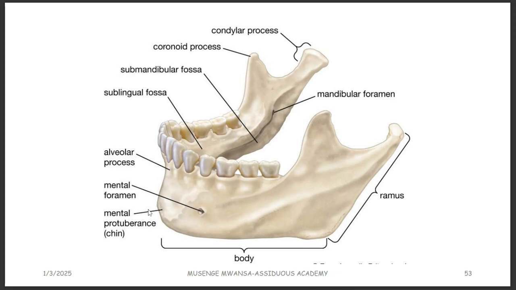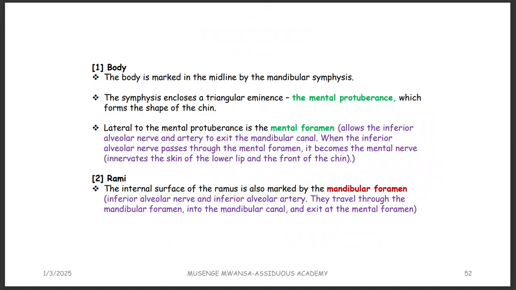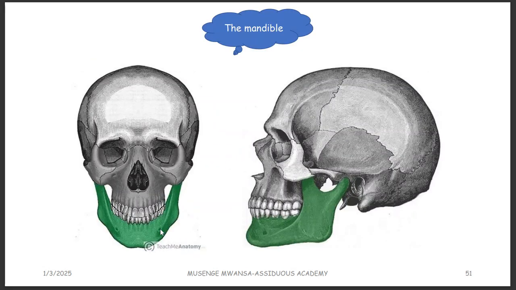When you look at the body, there is the middle part that is known as the mental protuberance. Like in the middle here, there is a protuberance, something that comes out. That's the mental protuberance. Okay. And then on the sides of the mental protuberance, we are going to have what we call the mental foramen. Mental foramen on the sides. Can I show you? Can you see these ones here, this one and this one? Those are the mental foramina.